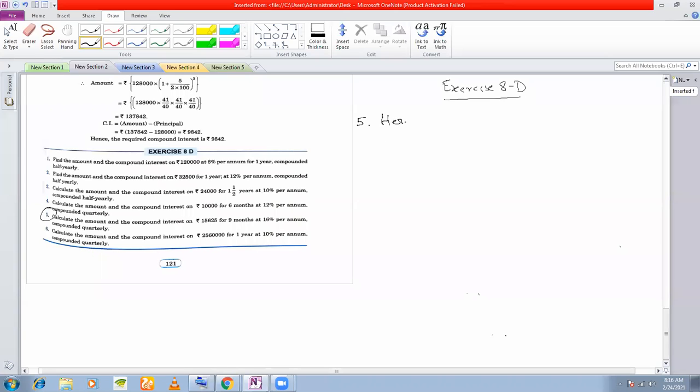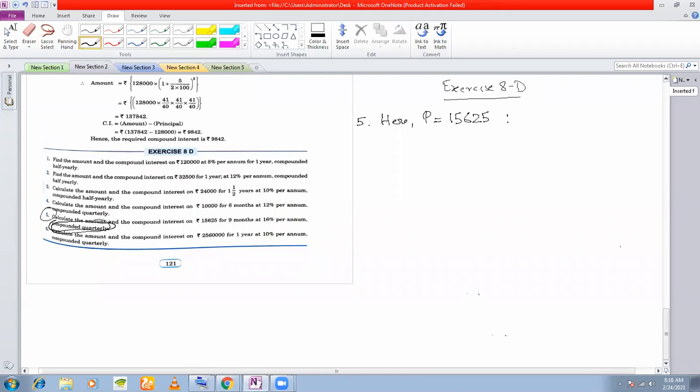So here, let us write the principal. Principal here is 15,625. Now see this phrase here, compounded quarterly. Quarterly means we are dividing the year into 4 equal parts. Okay, you know quarter means 4. We are dividing the year into 4 equal parts.